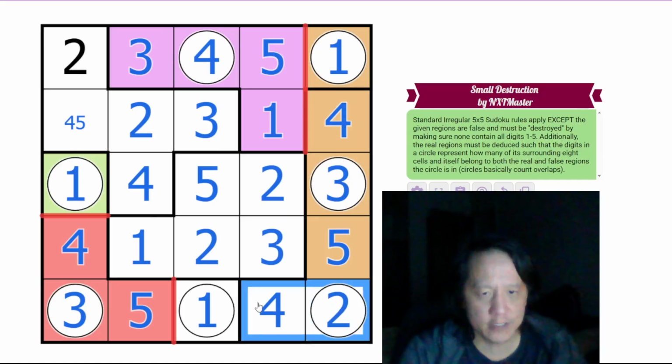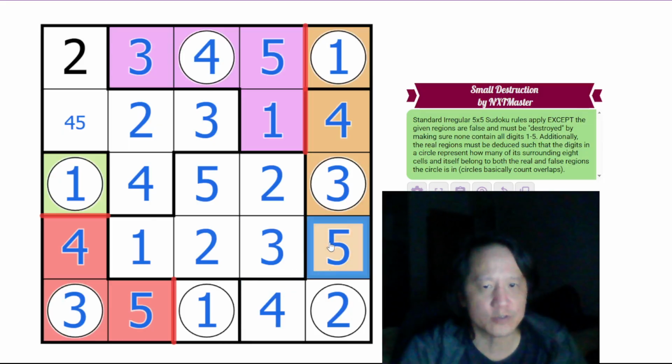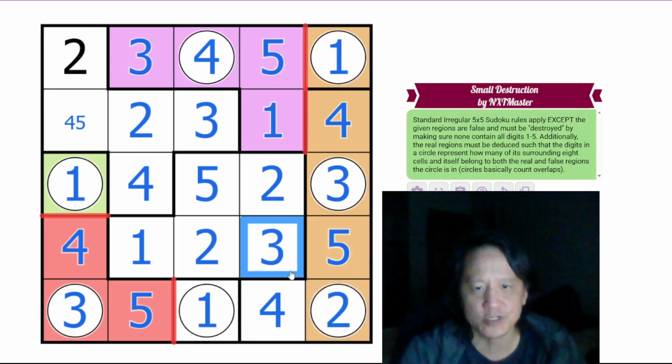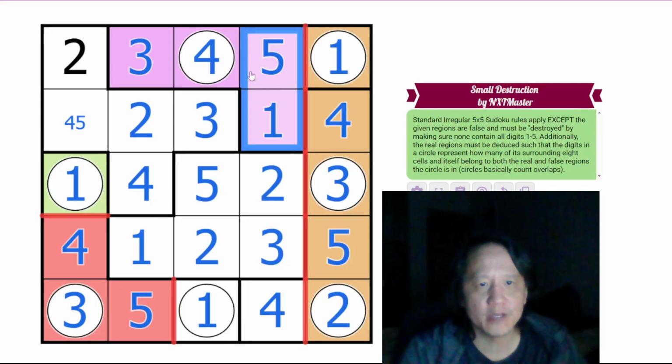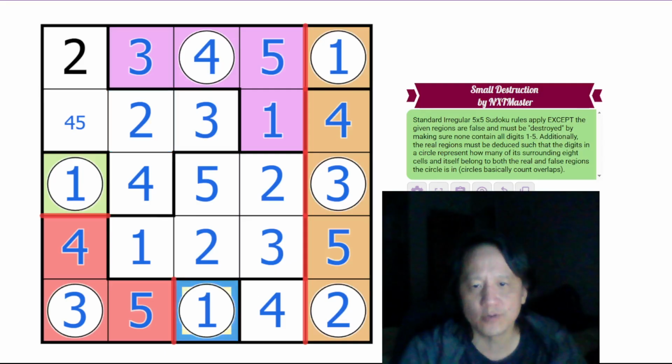So if we try to make this a separate region from the orange, it's not going to work. So this must be the orange region then. So this is done as a region. The pink needs access to a 2. It could be any of these. This is a separate region.